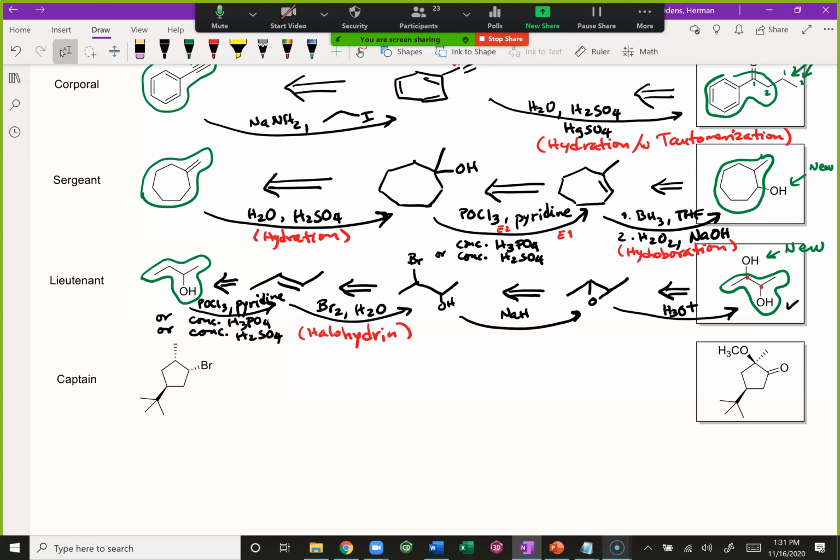Okay, the captain seems a little bit more challenging here, but we can do it. Yes, sir. So if we just do the elimination and then use osmium tetroxide, could we get the same product? Oh, that's a really good idea. The answer would be yes if I give you that both of these are wedge. But if I give you one up and one down, you have to go this route. But I didn't specify it.